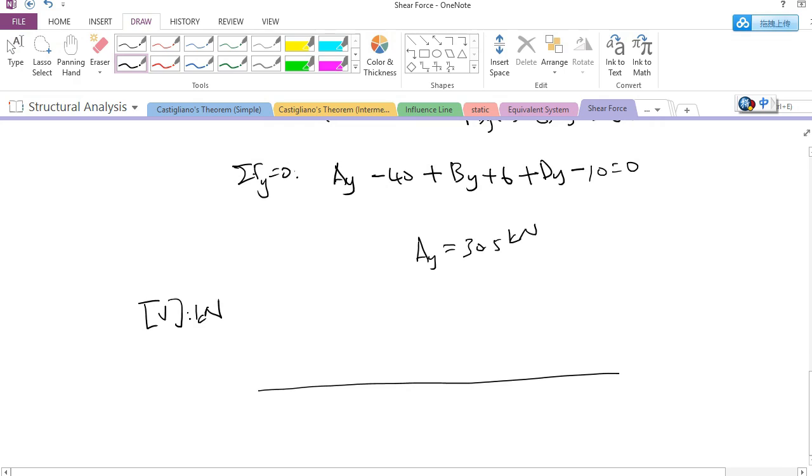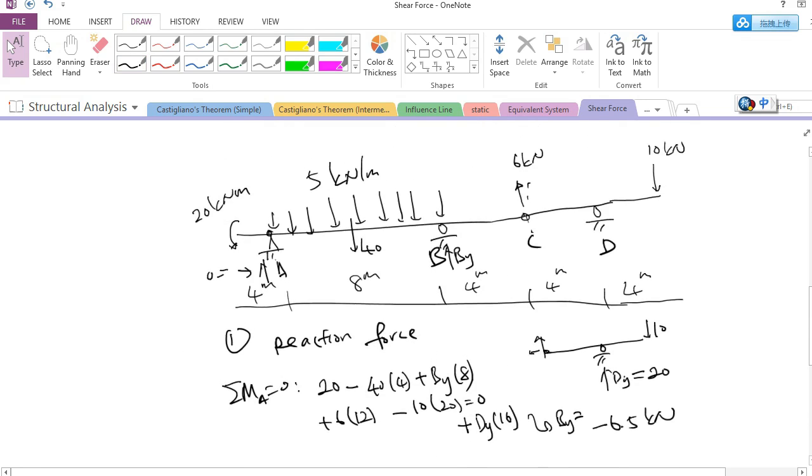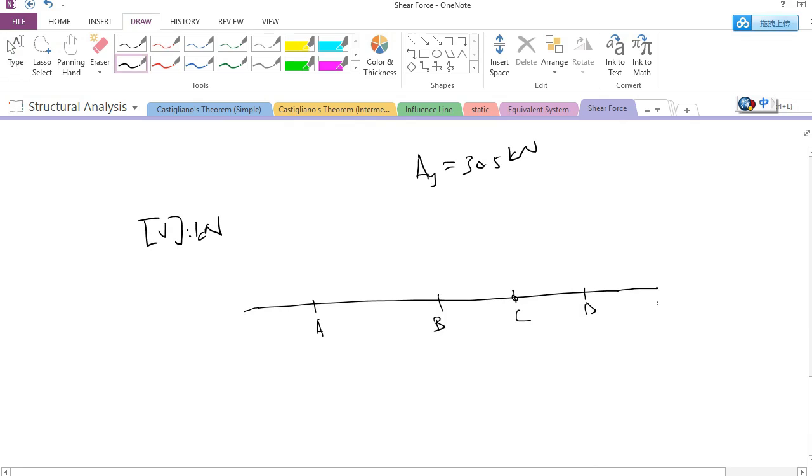Alright, let's draw the line first. This is A, and then this is B. So this is a blanket, this is 4 meter. And then this is C, this is a hinge. And then this is D, and then this is the concentrated load, somewhere around here. We start from this direction.